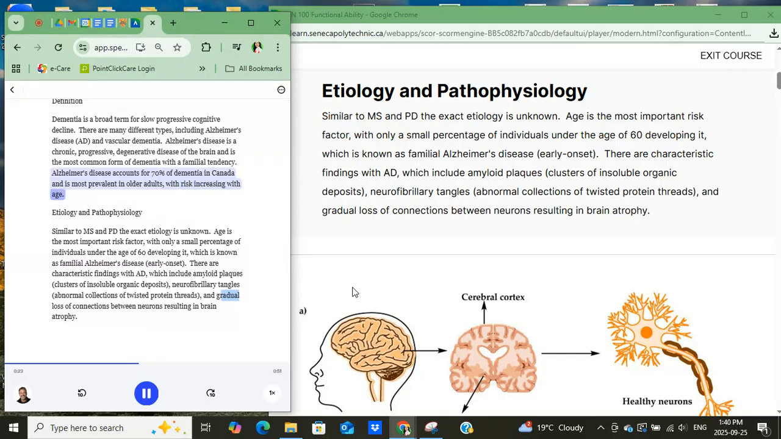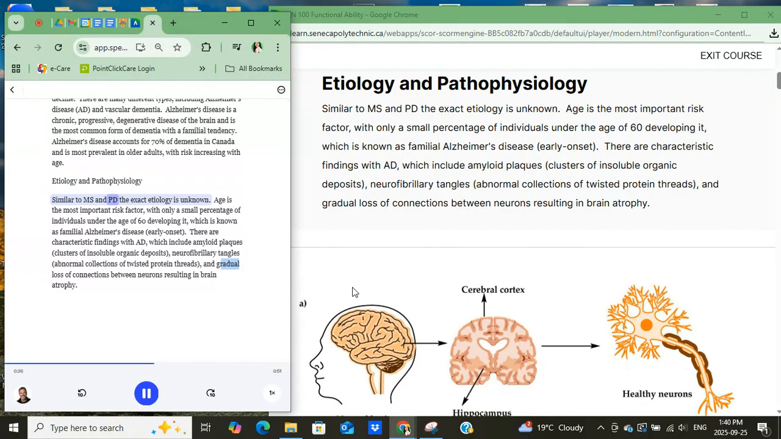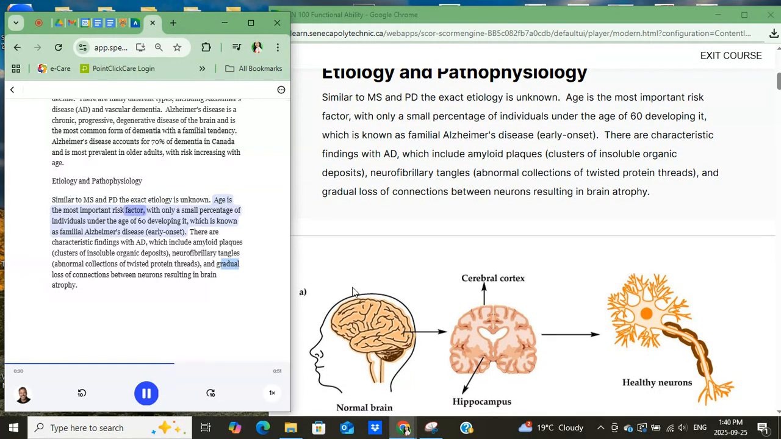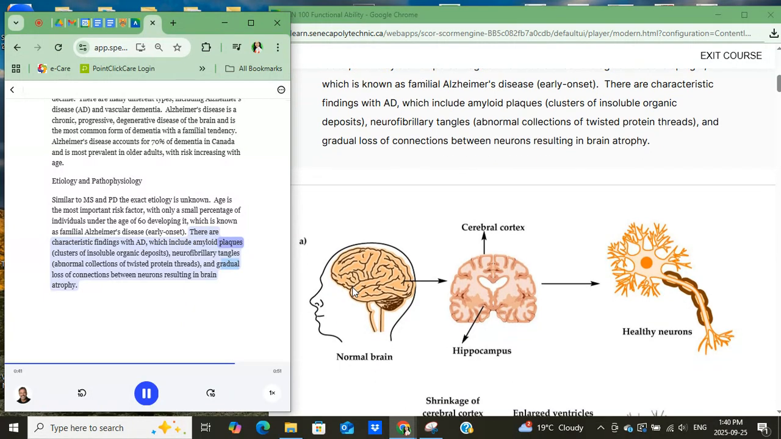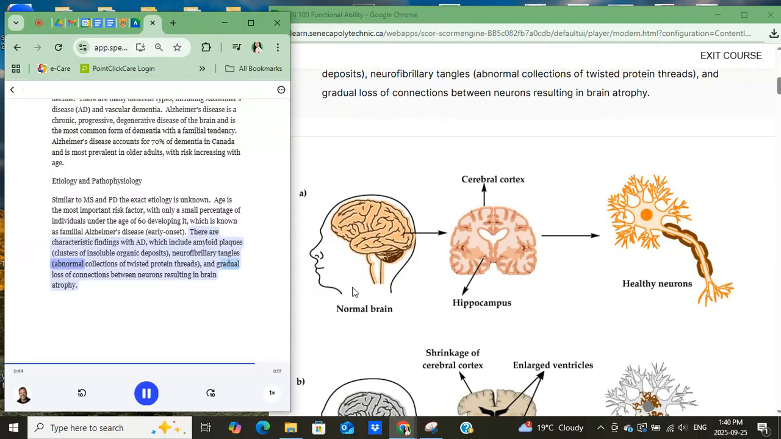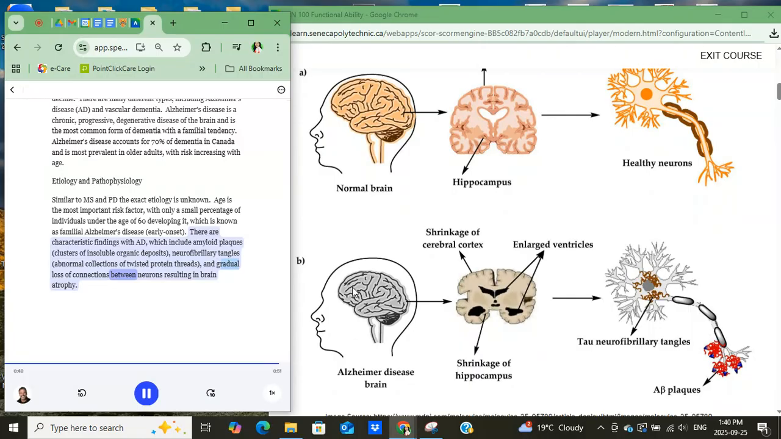Etiology and pathophysiology. Similar to MS and PD, the exact etiology is unknown. Age is the most important risk factor, with only a small percentage of individuals under the age of 60 developing it, which is known as familial Alzheimer's disease, early onset. There are characteristic findings with AD, which include amyloid plaques, clusters of insoluble organic deposits, neurofibrillary tangles, abnormal collections of twisted protein threads, and gradual loss of connections between neurons resulting in brain atrophy.